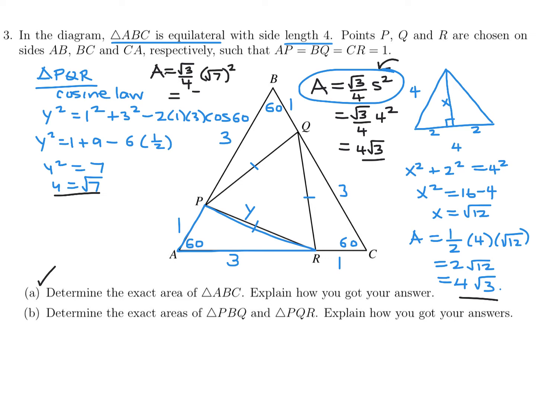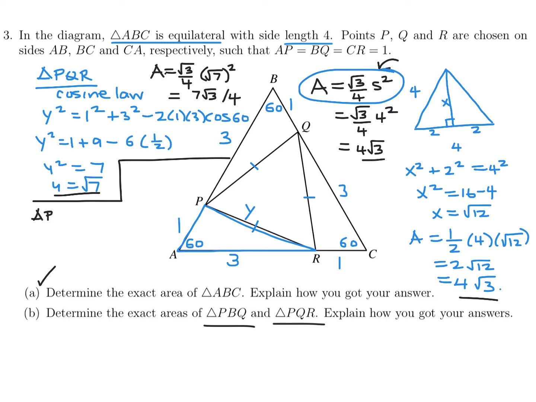So that's going to be 7 root 3 over 4. Okay, so that took care of that one. Now we just have to do PBQ. How do I do PBQ? Okay, I think that's fairly easy.